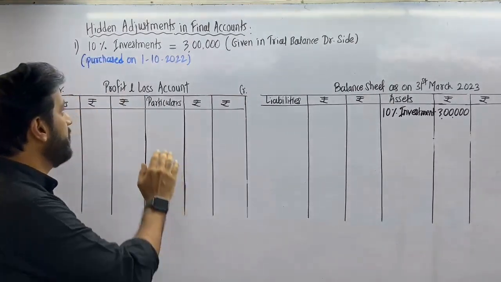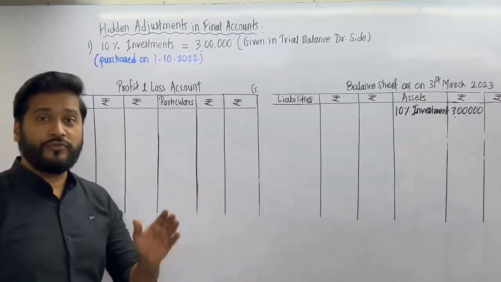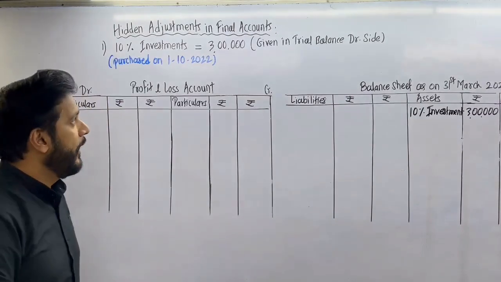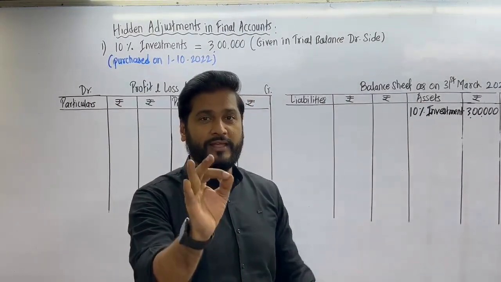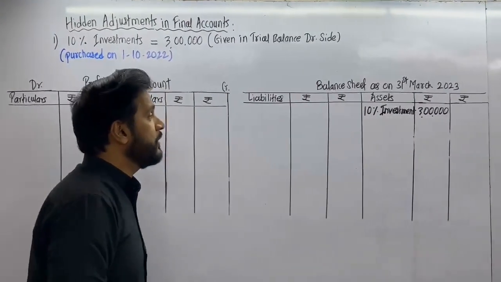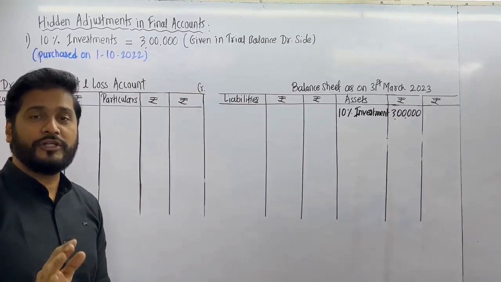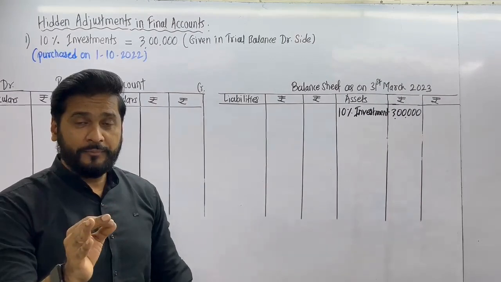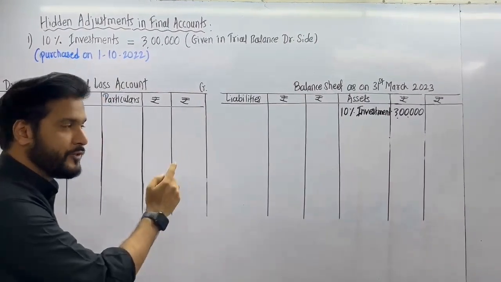Now, in this type of adjustment, the date of purchase of the investment is given to you. In that case, the effect in the balance sheet remains the same. You will show 10% investment, 3 lakh rupees in the balance sheet on the asset side, the way I have shown it. But interest will be calculated this way.